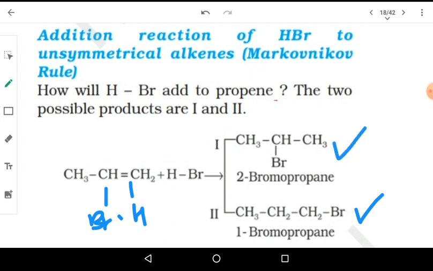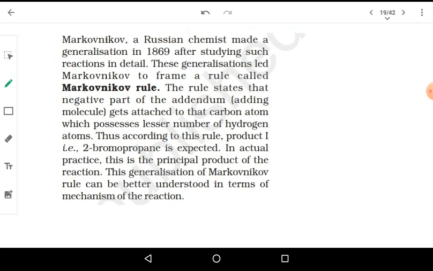Now the problem is, which of these is the major compound and which of these is the minor compound? How do we judge that? For that, we have a rule which is known as Markovnikov rule. So let us learn a very interesting story of Markovnikov. Let us consider that he is the villain of our story here, right?